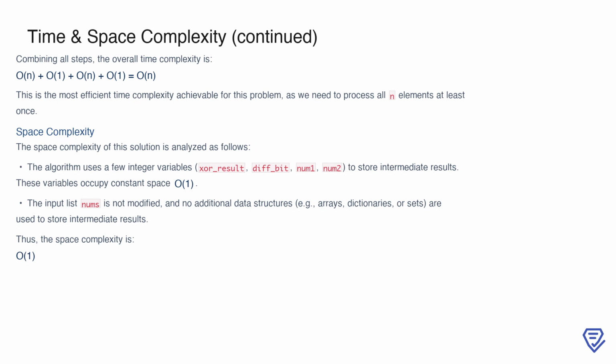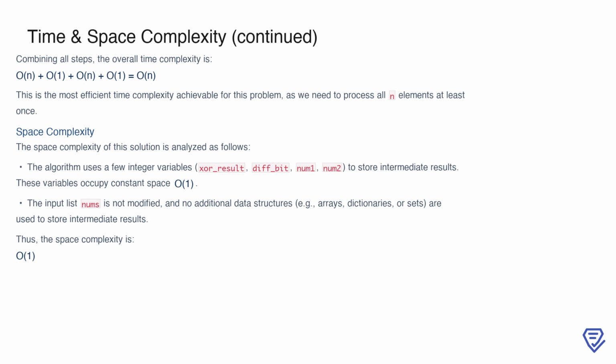Adding these together results in an overall time complexity of O(n). This is the best possible time complexity for this problem, as we must process all n elements in the input at least once to find the two unique numbers. On the other hand, the space complexity is straightforward.